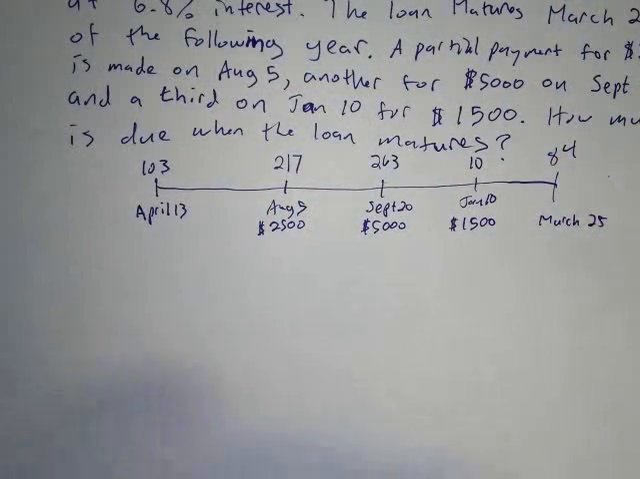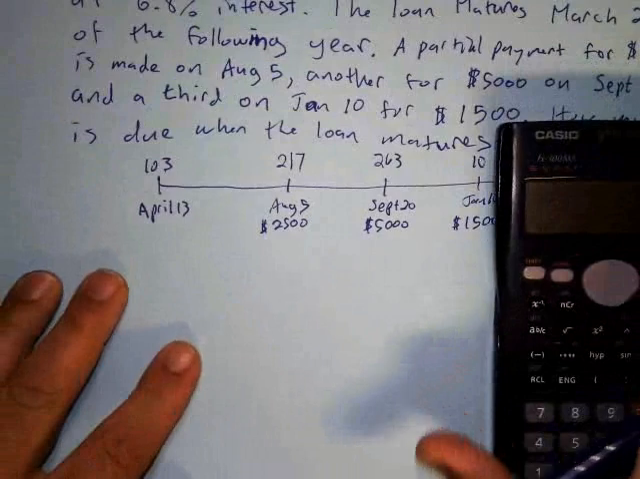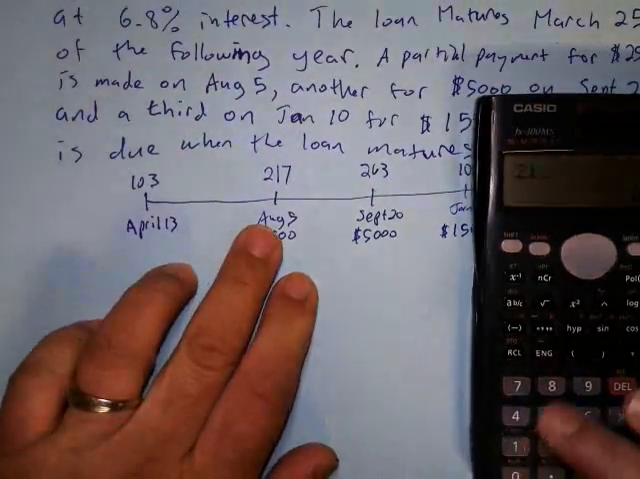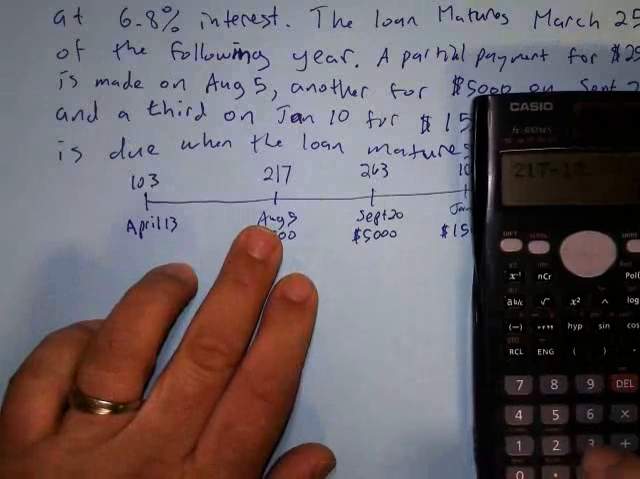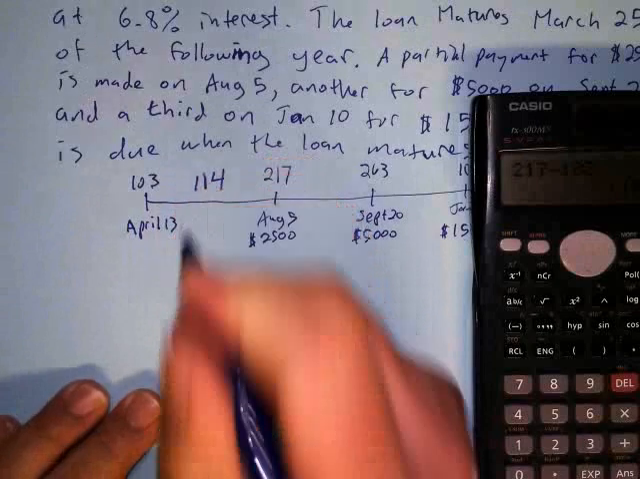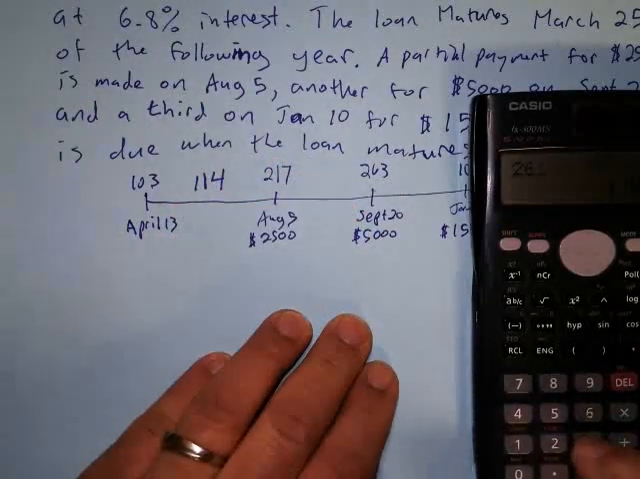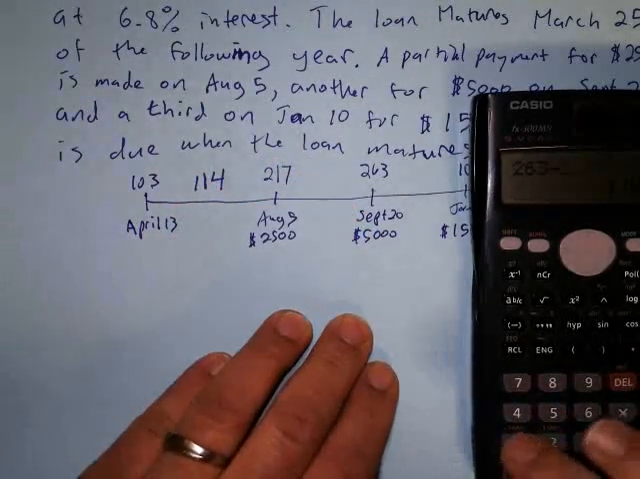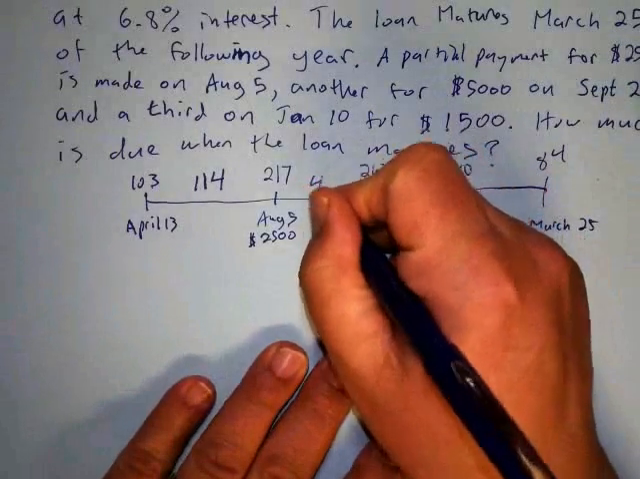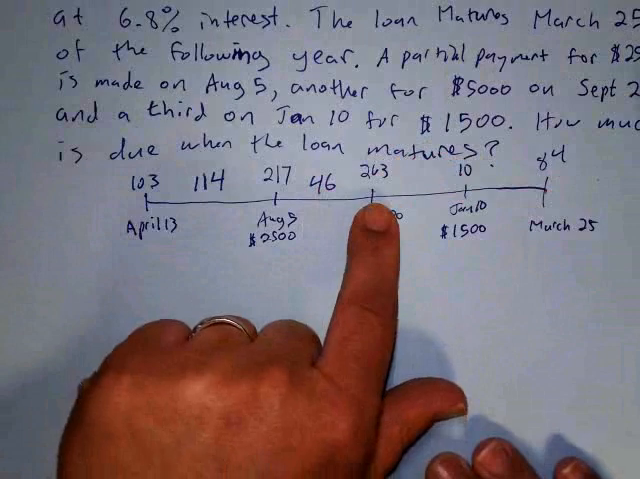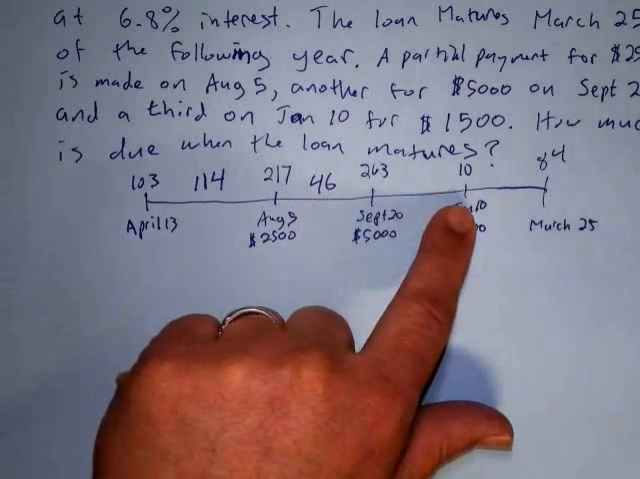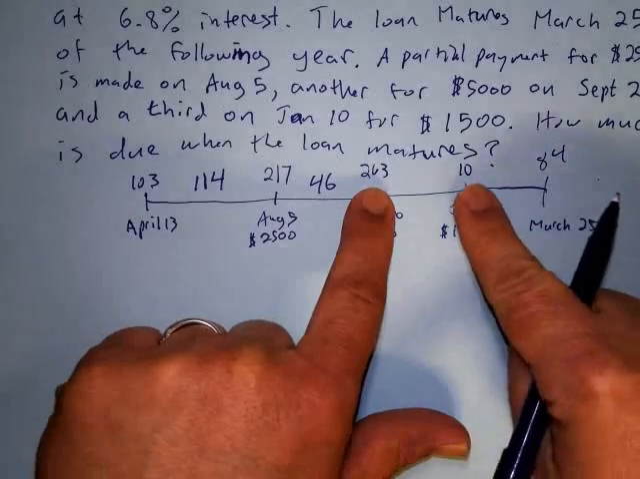Okay, so now I've got to figure out how many days are in each period. So 217 minus 103, that's 114 days. So 263 minus 217, 46 days. Okay, now this is when I go into the next year. And if you remember the way that I do it, this is the first, this is the second.